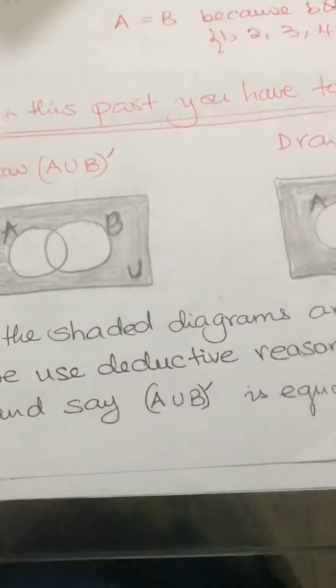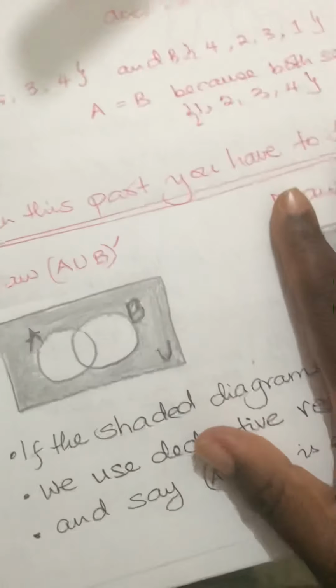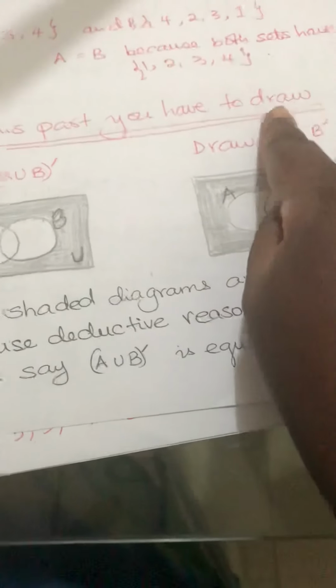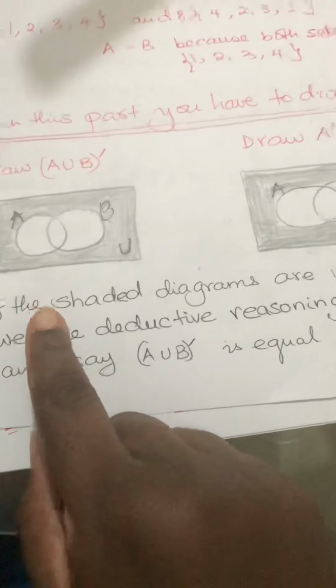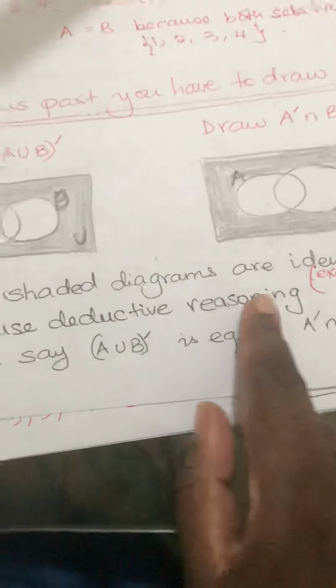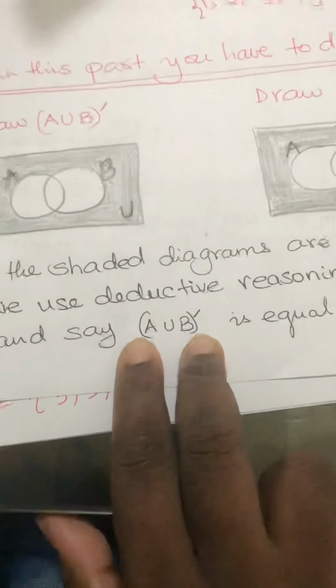Now this diagram is identical to this diagram. Therefore, they are equal. I wanted to show you with colors. We can do tomorrow in class. Remind me, we do this in class where we show 2 different colors and then we see where the 2 colors meet. That's how you see the answer to that. So if the shaded diagrams are identical, that means exactly the same. We use deductive reasoning to say that A union B complement is equal to A complement intersection B complement.